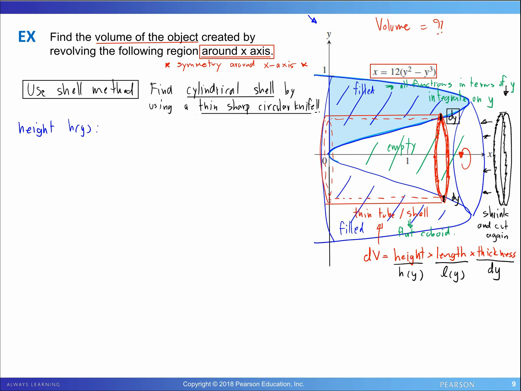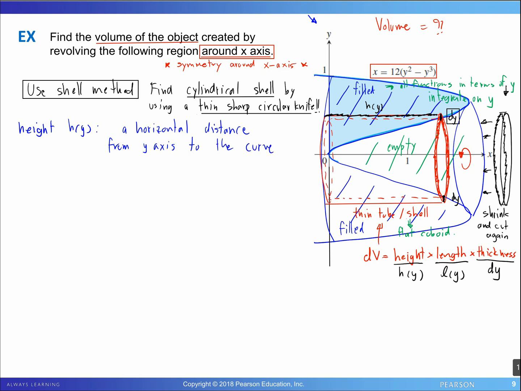Now let's move back to the shell. Let's take a look here. The height of the tube corresponds to this side. From the base of the tube, it goes all the way up to the top of the tube. So this side is the height of the tube, h of y. From this horizontal black line, we know that the height of the tube corresponds to a horizontal distance from y-axis to the curve.